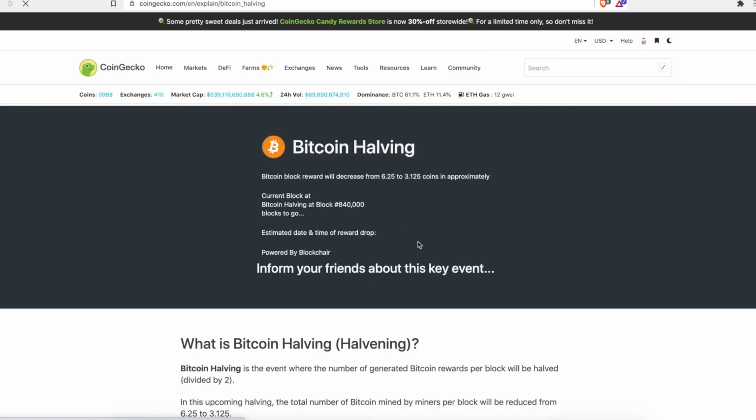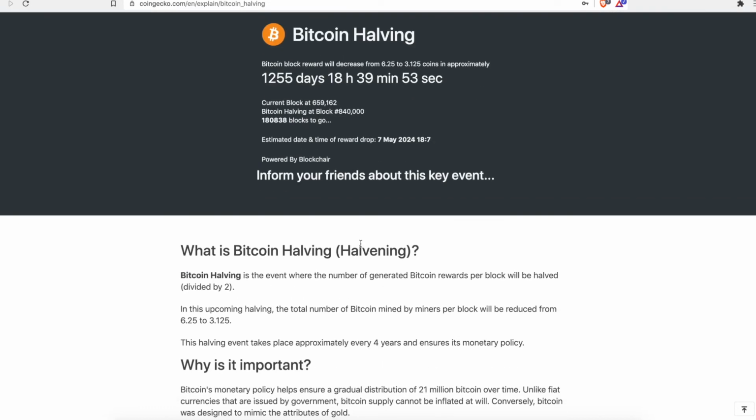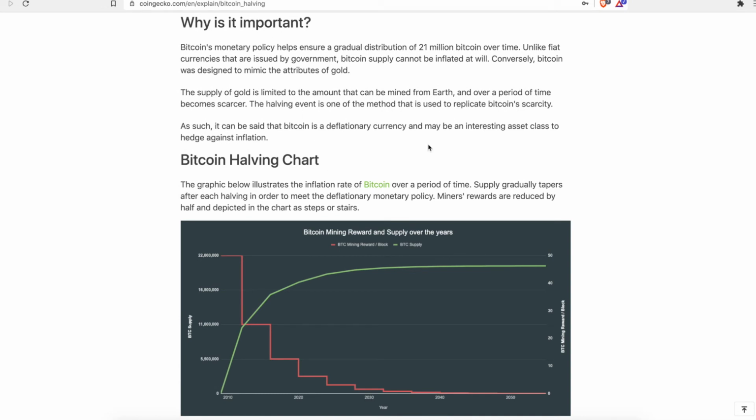This is a Bitcoin halving countdown. So basically 1255 days from now, the block reward is going to go from 6.25, we're currently at 6.25, to 3.125, which is divided in half, and it's got another 4 years, and so on. So this explains why it's important. And basically, this is the chart showing the supply and the mining reward. So in the future, they're trying to get rid of the reward system after the system's built.